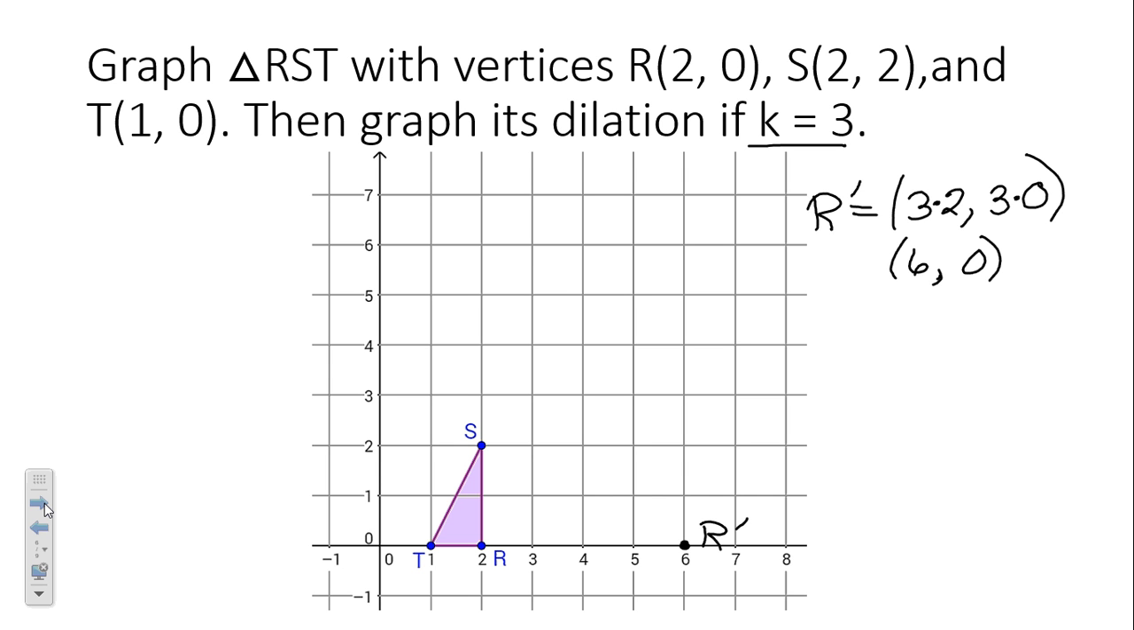It's going to be a big triangle. It's going to be 3 times as large. Same shape, but certainly not the same size. When we take the point 2, 2, and we multiply both of those coordinates by 3, we get 6, 6. So the coordinates of S will be 6, 6.